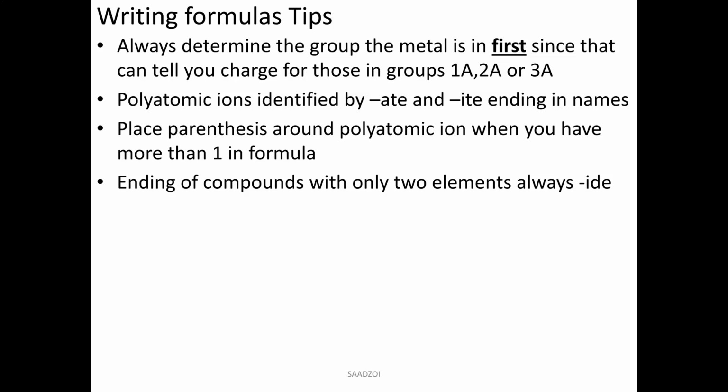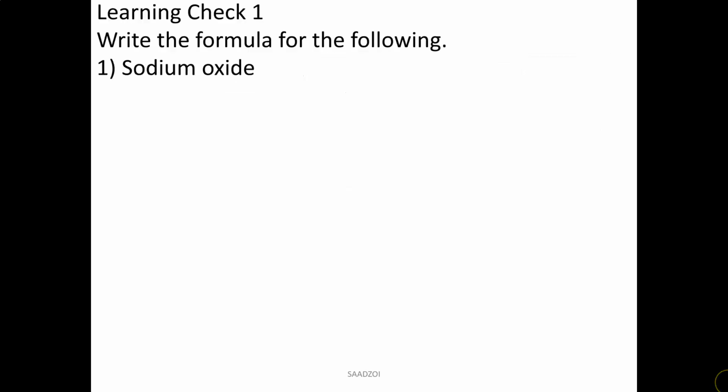What happens if there's a polyatomic ion involved? This can be ate and ite as the ending of the name. So there's your options. You have three options: either ide, which is the predominant one, or ite, or ate, if a polyatomic ion is involved.